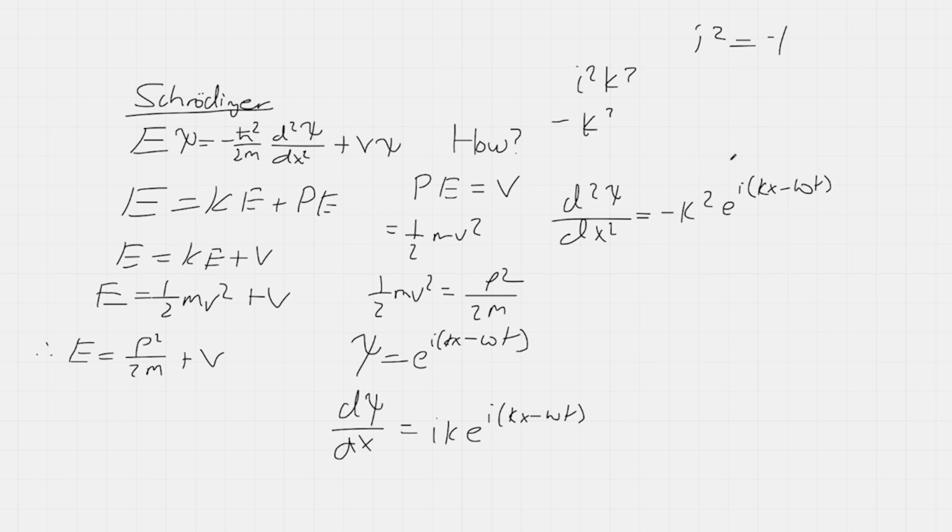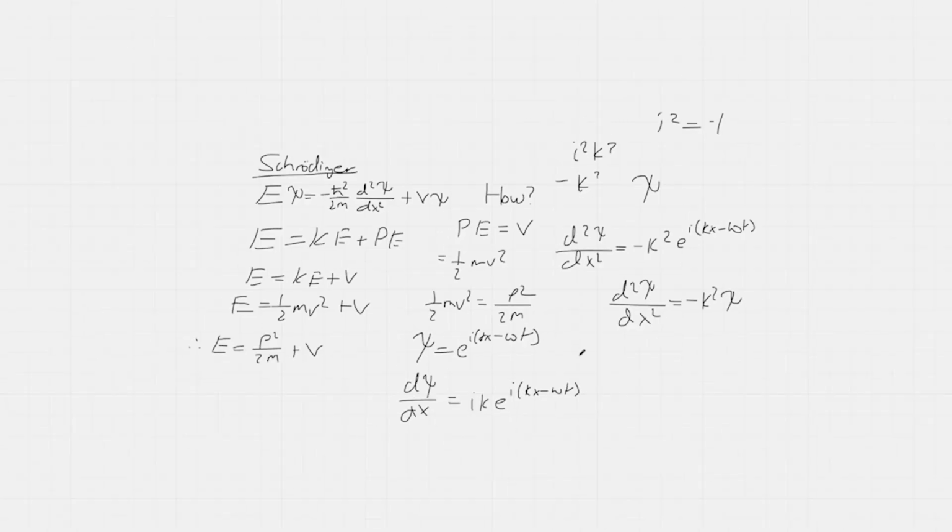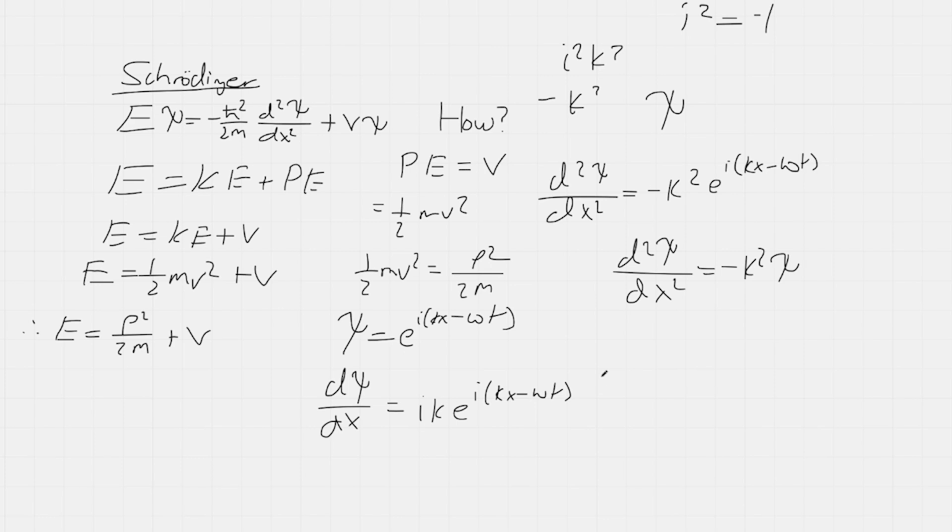So what we will do now is rewrite this e to the i(kx minus omega t) function as psi, because we know that's what psi equals. Therefore, d squared psi over dx squared equals negative k squared psi. That's what we know. So now I will introduce a relation called the de Broglie relation. This means that k equals momentum over h bar, where h bar is just Planck's constant over 2 pi. That's basically all it is.